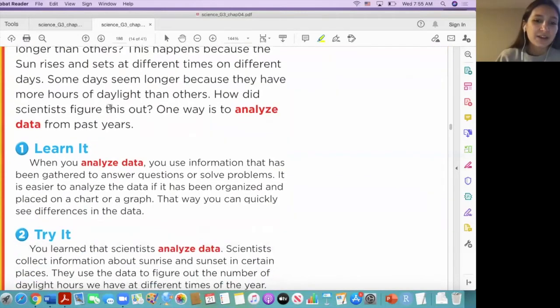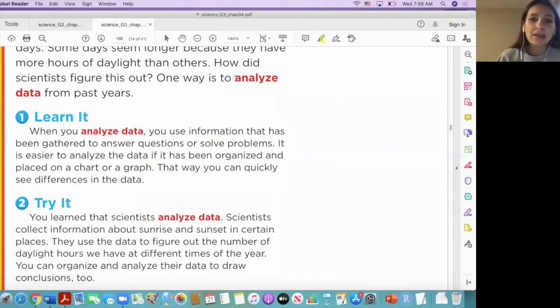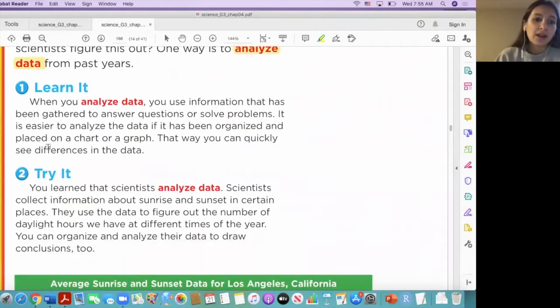Okay, good. So let's see what they mean by analyze data here. When you analyze data, you use information that has been gathered to answer questions or solve problems. It is easier to analyze data if it has been organized and placed on a chart or a graph. That way you can quickly see differences in the data.